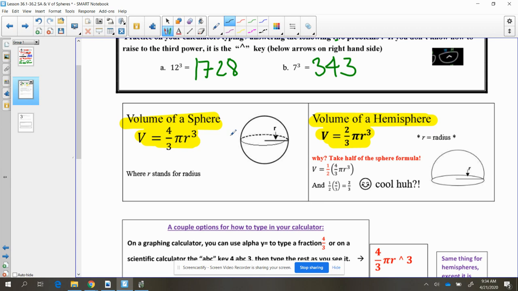Now, why is it 4/3 and then 2/3 for the hemisphere? Well, think about a hemisphere is taking up half, notice this 1/2 in here, of the space that a sphere is. So when you multiply by 1/2, aka divide by 2, 1/2 times 4/3 becomes 2/3. So that's where that's coming from.